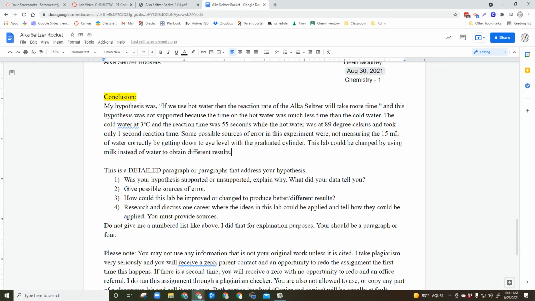All right. Lastly, you need to research and discuss one career where the ideas in this lab could be applied and tell how they could be applied, and you must provide your sources. Do not give me a numbered list like above. So don't do 1, my hypothesis was unsupported, 2, a possible source of error. Don't do that. So don't delete these and have numbers. This is a written paragraph or paragraphs, okay, stating this information.